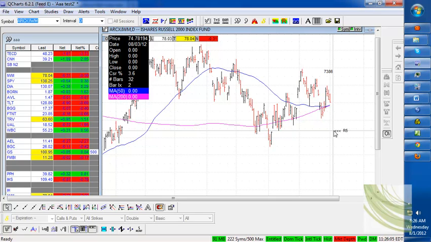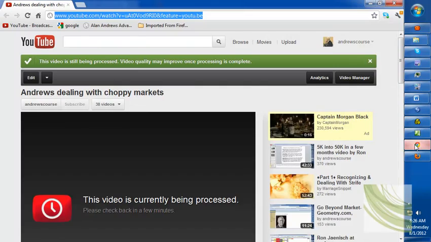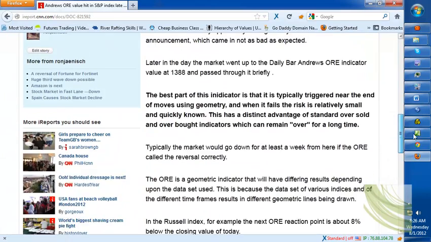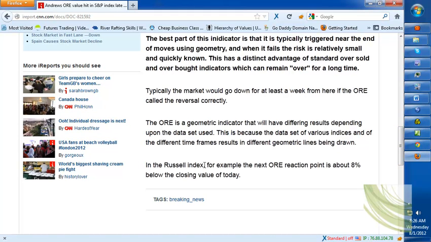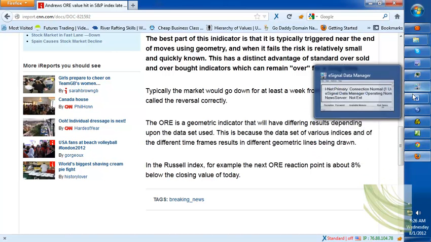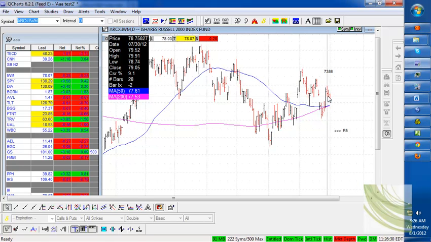Simple as that. Now, when did I know this was an R5 point? Well, when did I publicly acknowledge it? What I said was, in the Russell index, for example, the next ORE reaction point is about 8% below the closing value today. And this is what I mentioned on Friday. Let's take a look. Okay, so this was Friday. Here was Friday, right up there. About 8% below, so down here. That's your next ORE point, and that one's rated an R5.